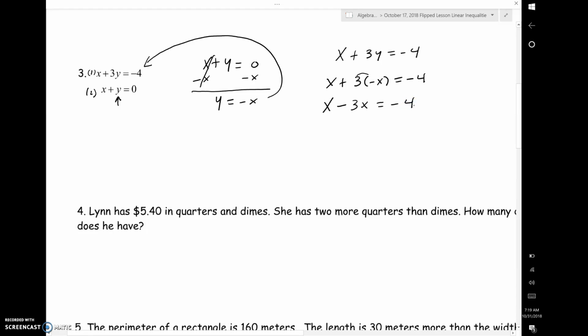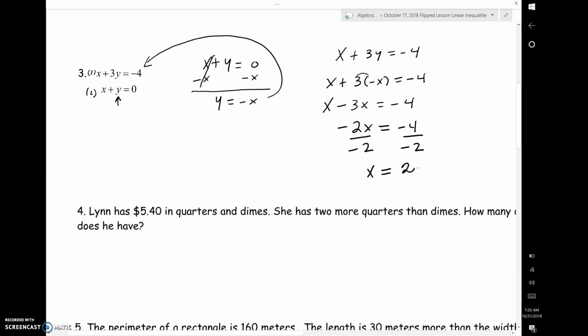What I'm going to do on the left side is simplify the equation. I have x minus 3x, which gives us negative 2x is equal to negative 4. Since we're multiplying negative 2 times x, we're going to divide both sides by negative 2. So I have x is equal to negative 4 divided by negative 2, which is 2.